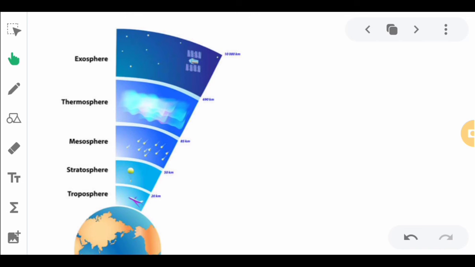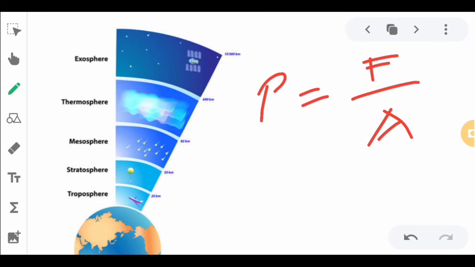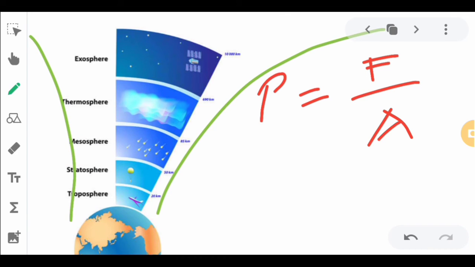As I have mentioned, pressure is equivalent to force over area. Why am I using red? Let us use another color. Let us use green. So, as you can see here, the universe from the Earth expands wider, and therefore the area here is greater as you go above the Earth's atmosphere. But the force of the Earth remains the same, the gravitational force, which is 9.8 meters per second squared. Therefore, the pressure will decrease as the altitude in the atmosphere increases.